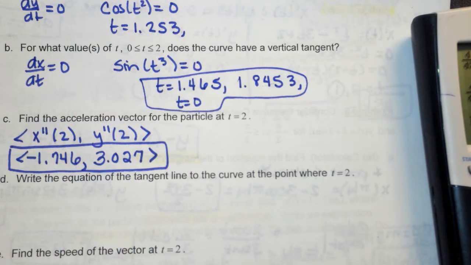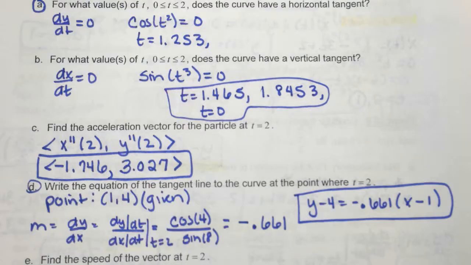You guys go ahead and do part D for me. Write the equation of your tangent line. Again, we found tangent line problems, point and derivatives. So ladies and gentlemen, hopefully you all came up with your slope to be negative 0.661.